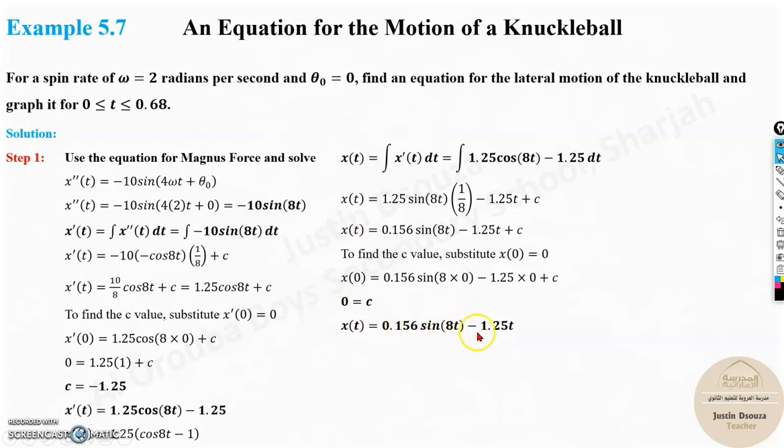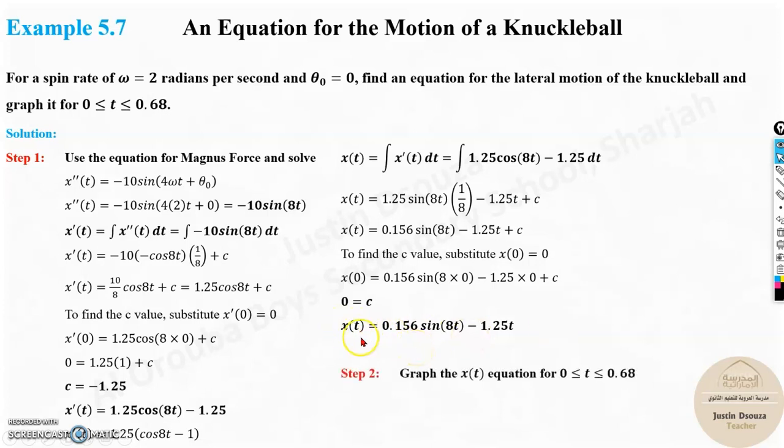x of t equals 0.156 sine 8t minus 1.25t. Now, how did we do it? By integrating the acceleration equation. This is a formula, so you must remember it by heart. Integrate it with the given values of omega, that is the spinning rate, and theta naught, the angle. Put them over here, solve it, and use substitution for the integration, and then you get the final equation.